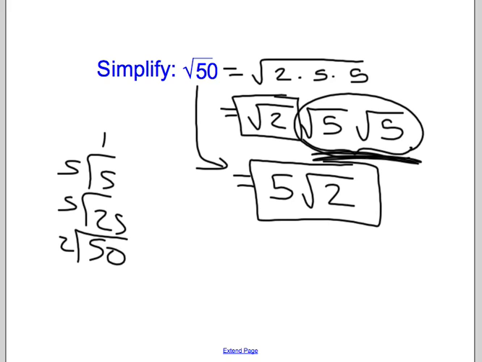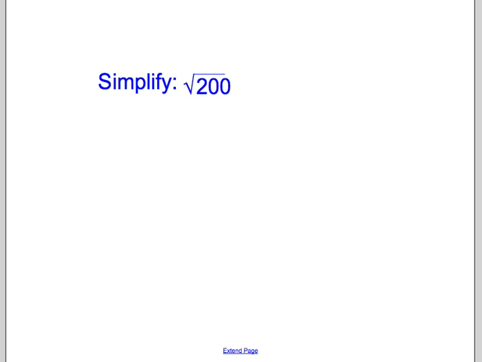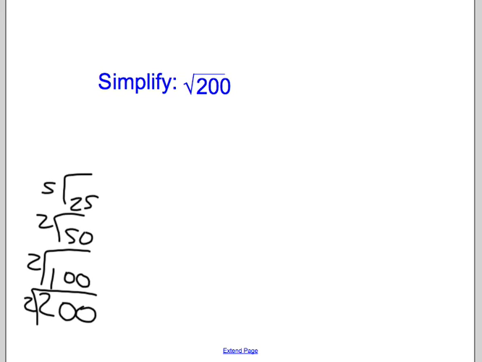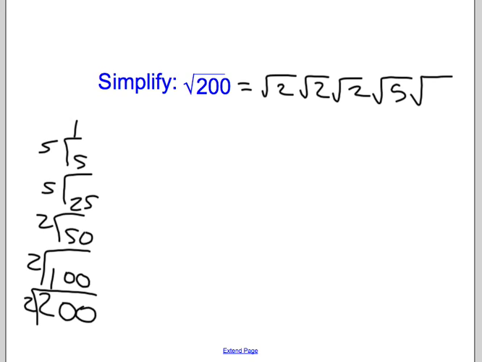Okay, don't freak out if you don't follow this. I've got plenty of examples here to work over. Watch the pattern develop. 200. I'm going to break it down into a product of primes using the cake method. 2, 100, 2, 50, 2, 25, 5, 5, 5, and 1. So this is going to be, and I'm going to skip that step of writing these all underneath the square root symbol together and just go the square root of 2, square root of 2, square root of 2, square root of 5, square root of 5.